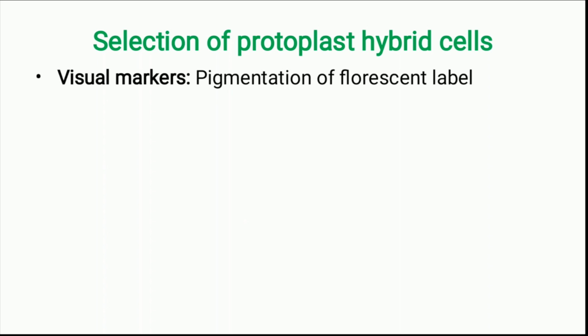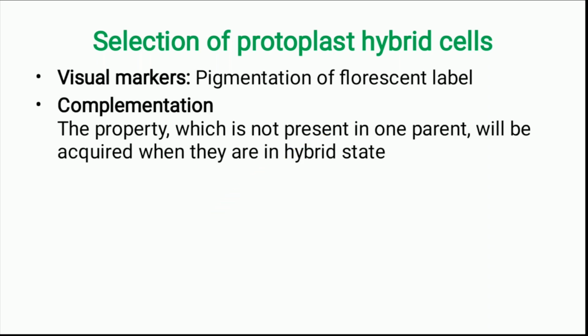The first technique is using visual markers, such as the presence of pigmentation or fluorescent labels, with which we can easily detect heterokaryons as well as individual parent protoplasts. The second technique is called the complementation technique. Here a property which is not present in one parent will appear when they are in the hybrid state.